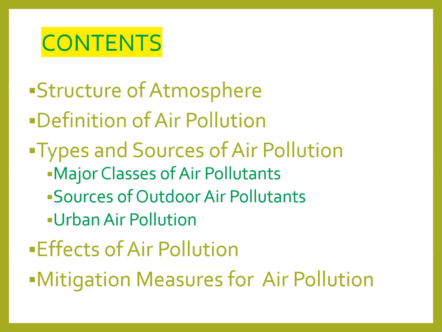So in the topic of air pollution, first we'll talk about the structure of atmosphere. Many times in the examination this topic is asked, so that is very important. Next is the definition of air pollution and air pollutant. Next is types and sources of air pollution. In that we will discuss major classes of air pollutants, sources of outdoor air pollutants, and urban air pollution. Then we'll discuss general effects of air pollution on human beings, plants, animals, etc. Then mitigation measures, that is, how to control air pollution, we will discuss.